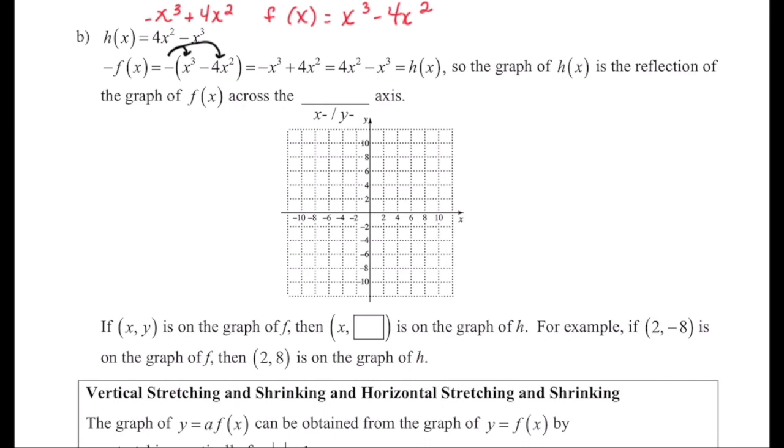Since we multiplied everything on the outside of our function by a negative, this tells us that we're going to reflect over the x-axis. So if x, y is on the graph of f, then x, negative y is on the graph of h. So for example, if we had 2, negative 8, then reflecting across the x-axis would provide us with 2, positive 8. Let's take a moment to look at Desmos.